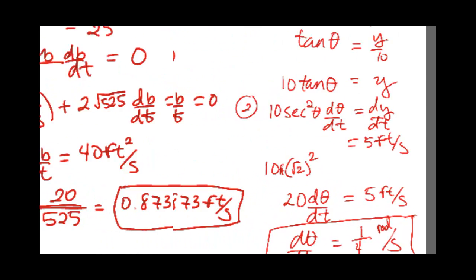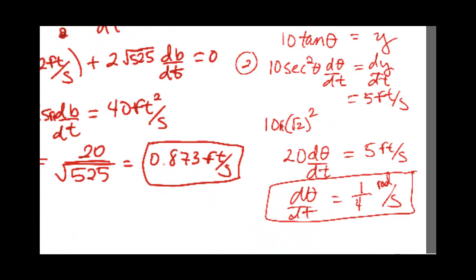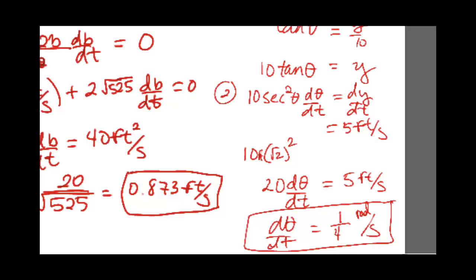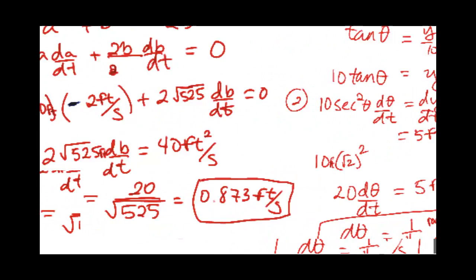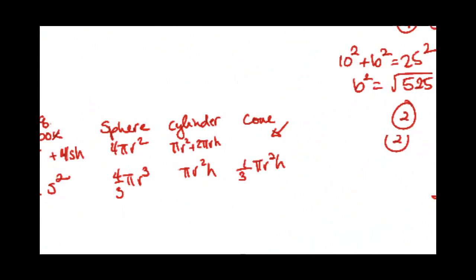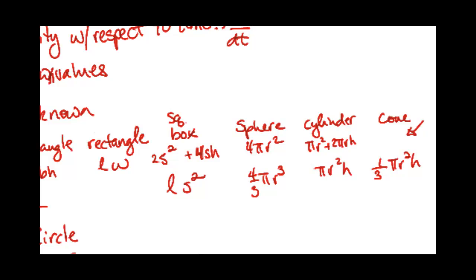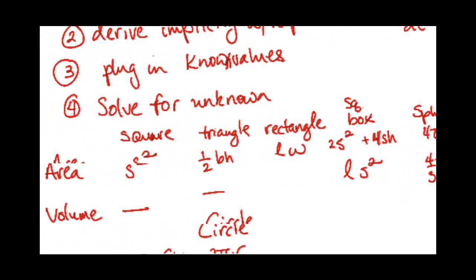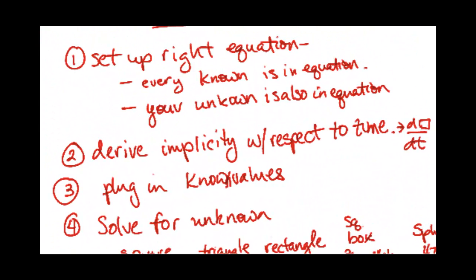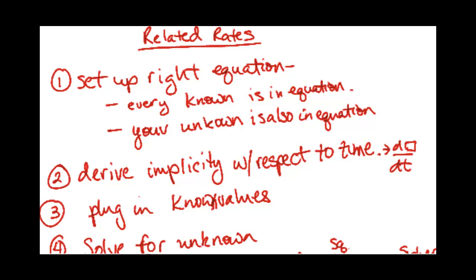Alright, so pick the right equation, plug in your constants, differentiate implicitly with respect to time, and plug in your values and solve. I hope this has clarified any doubts that you might have. Please make sure you practice these. This is a source of problems for a lot of people, and the only way to really overcome your fear is to just do a bunch of these, okay? Practice, practice, practice. Thank you and have a nice day.